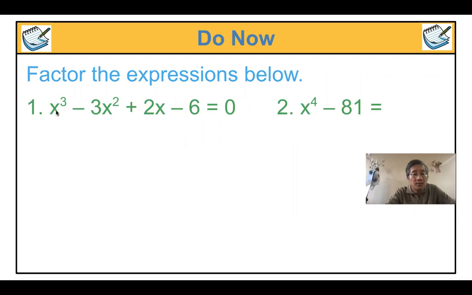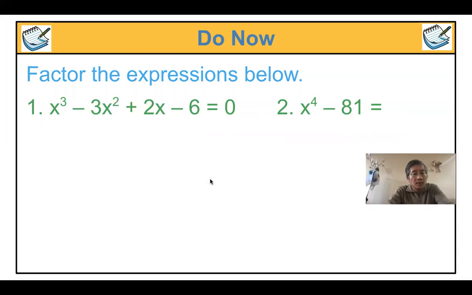The first one, you have four terms, but the highest degree is 3. And the second one is x to the sixth power minus 81, and you know that this is a difference. Okay, I'll give you about 4 minutes. All right, let's go over together.